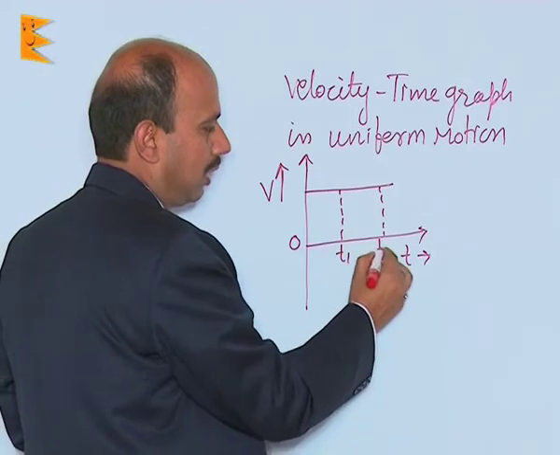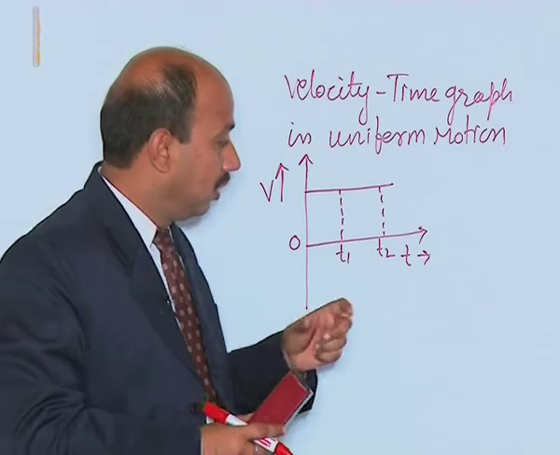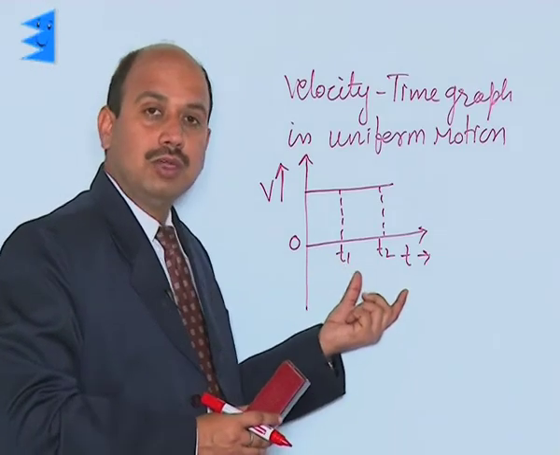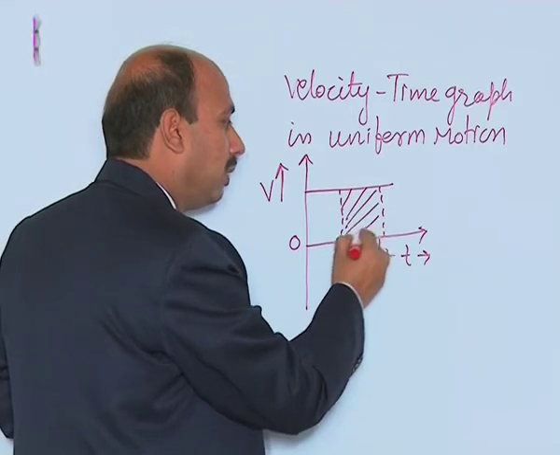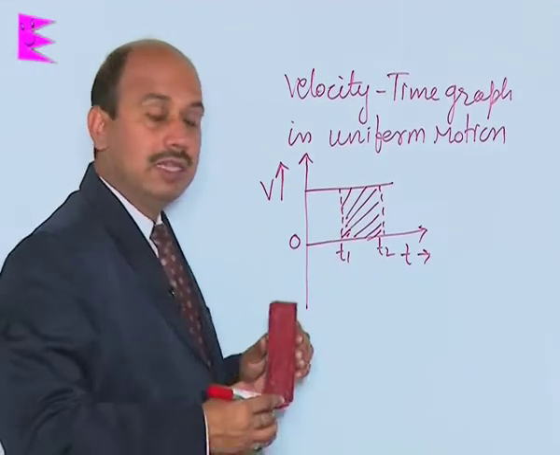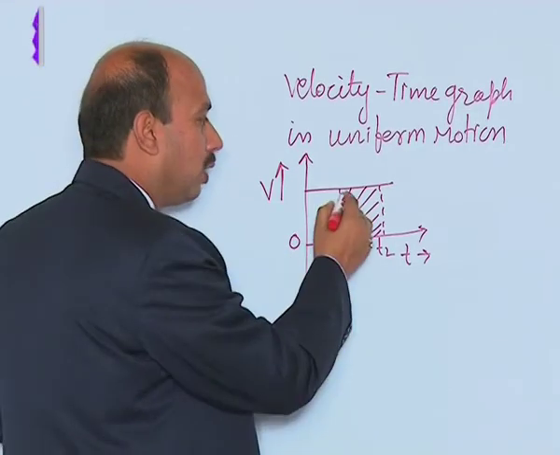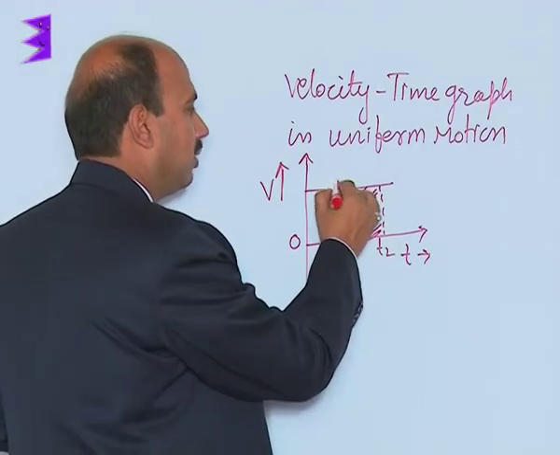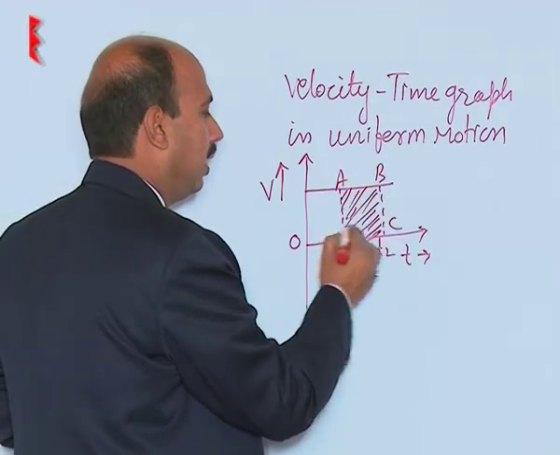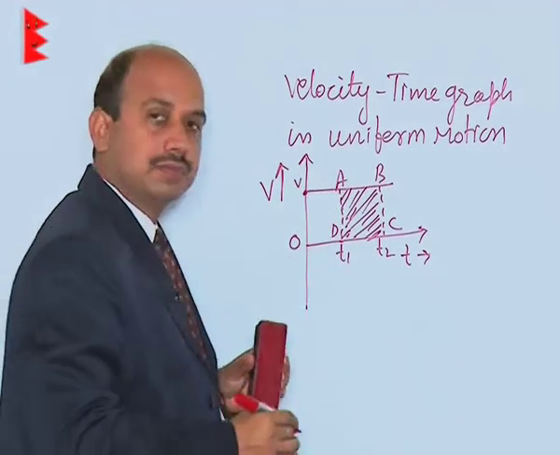One is t1, another is t2. Now, you have to calculate how much the body has travelled in this time interval t1 to t2, that is t2 minus t1. This distance or displacement you have to calculate in this time interval. So, just calculate the area enclosed by this shaded portion. You can take this as A, B, C and D. This point is representing velocity here.